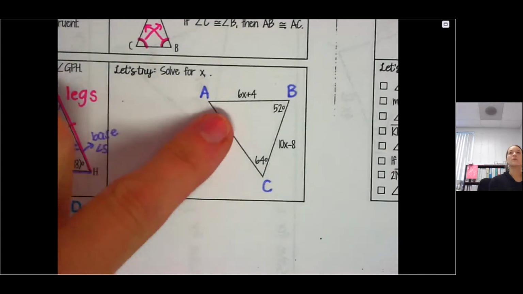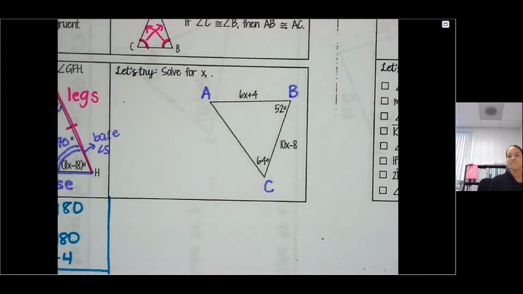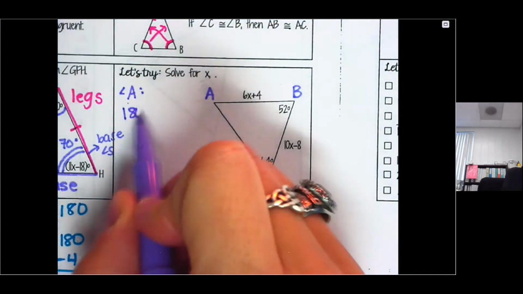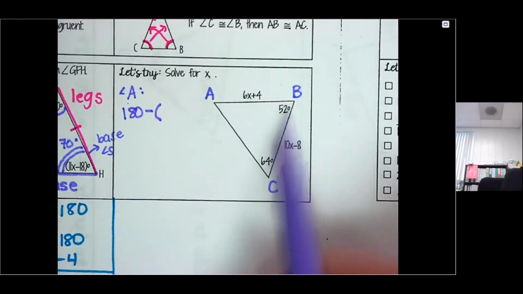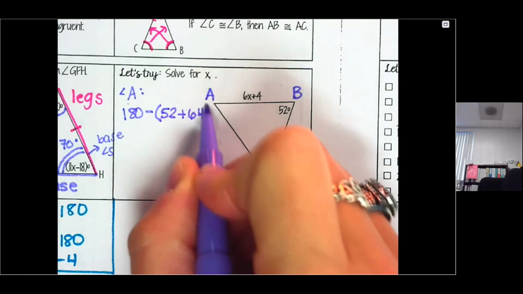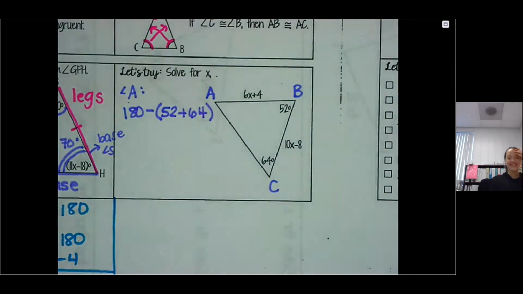How would I figure out what angle A is up there? You'll have to add those 2 together. Add what 2 together? The 64 and 52, and then what? Subtract from 180. Yeah, do you remember doing this? Looks something like this, right? To find angle A, we're going to take 180 and we're going to subtract the 52 and 64. 106. Does that look familiar? Is that coming back to you?